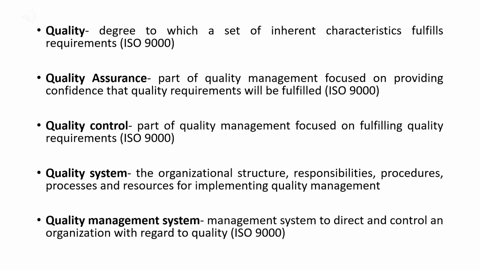Quality control. It is a part of quality management which is focused on fulfilling quality requirements. Quality system. It is the organizational structure, responsibilities, procedures, processes, and resources for implementing quality management. Quality management system is an overall management system which is directing and controlling an organization with regard to quality.